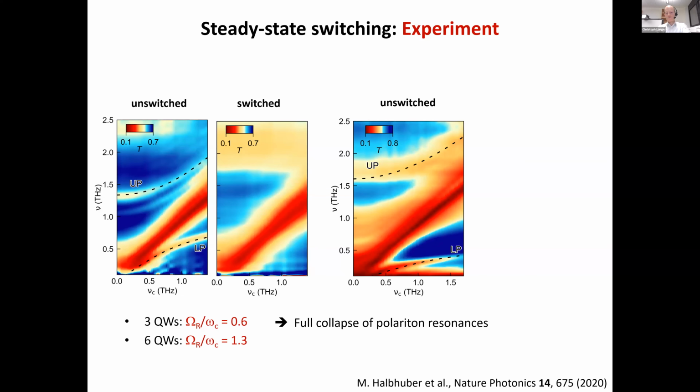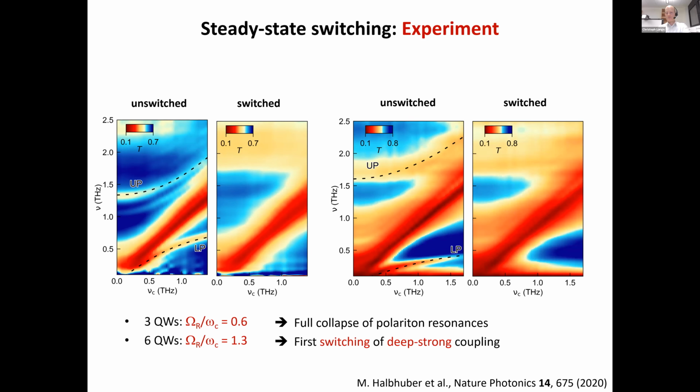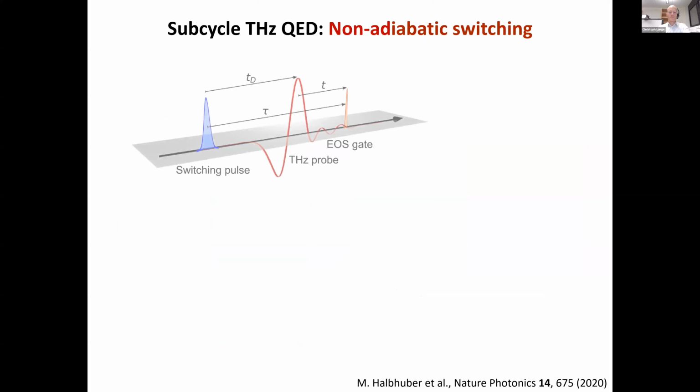The same can be achieved for a more strongly coupled structure. Here, the coupling strength is 1.3. And again, we can go from the unswitched to the switched case by activating this indium gallium arsenide switching patch. Now, of course, it's interesting to see how fast this can actually occur. So we went on to investigate the switching dynamics on a very short time scale.